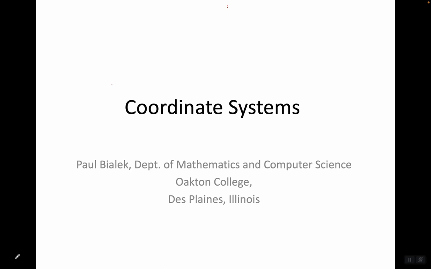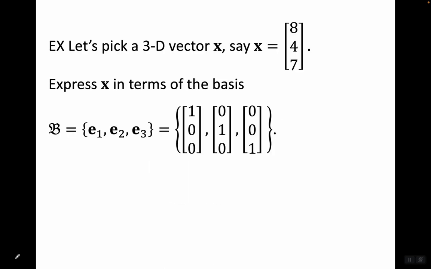Let's talk about coordinate systems. Let's pick a 3D vector x, say x equals (8, 4, 7). Express x in terms of the basis B equals e1, e2, e3. We've seen these vectors before. These are the vectors that make up the columns of the identity matrix: (1, 0, 0), (0, 1, 0), and (0, 0, 1).